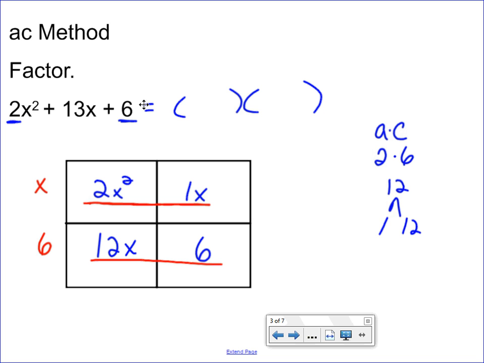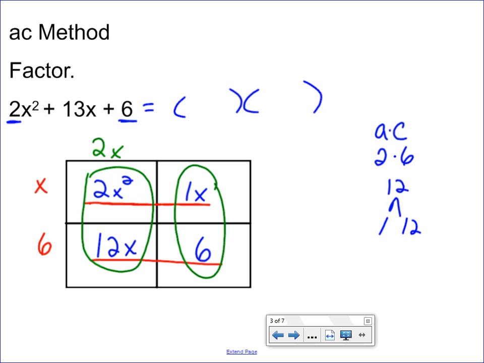I then do the same thing going vertically. What do these two terms have in common? Well, I know they've got a 2. The 2 and the 12 have a 2 in common. And the x squared and an x, they have an x in common. So that would be my common factor there. Here, these two have a common factor of 1. So my two factors, in the end, are 2x plus 1 and x plus 6. A little bit more to the method than the one we worked with previously.